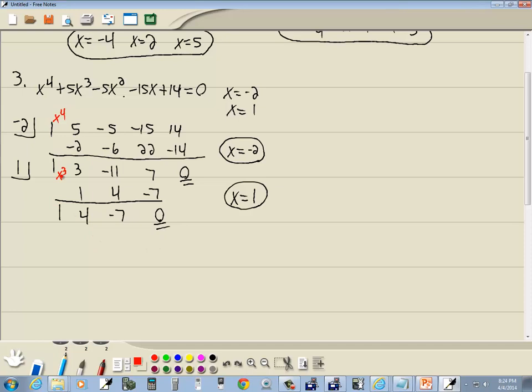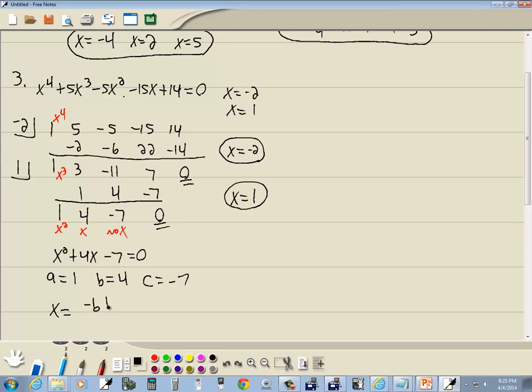Each answer we find takes it down one more power. So this was x to the 3rd. We're now down to x squared. This is x. And this is no x, our constant term. So we're going to have x squared plus 4x minus 7 equal to 0. And we're going to have to use a quadratic formula to solve this. For a quadratic formula, a is whatever's in front of your x squared, which is invisible 1. b is whatever's in front of your x, which is a 4. And c is your number at the end, which is negative 7.